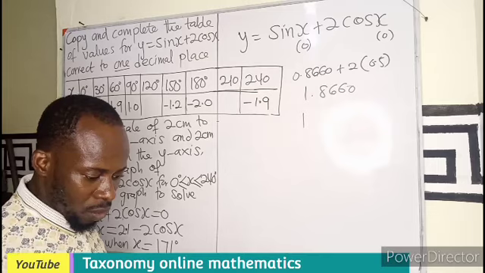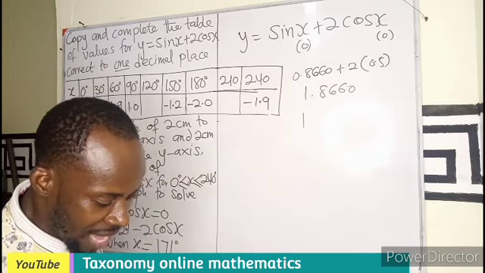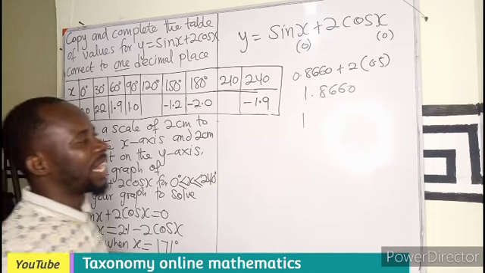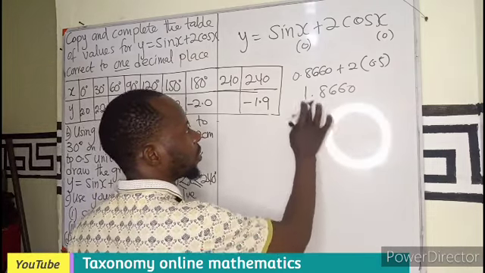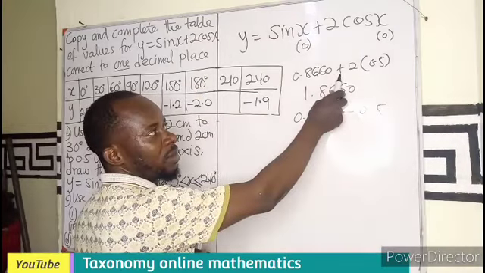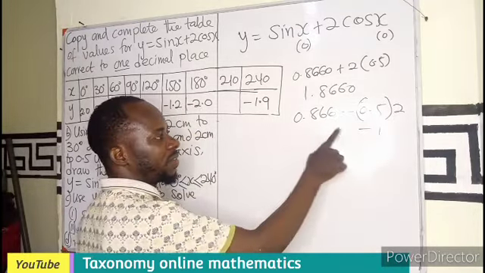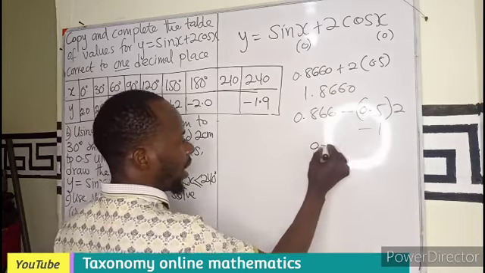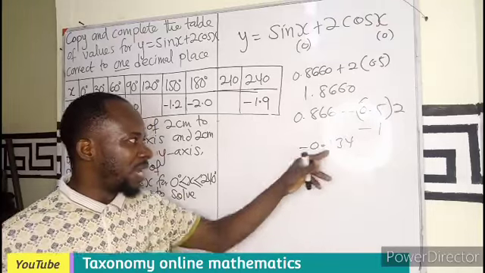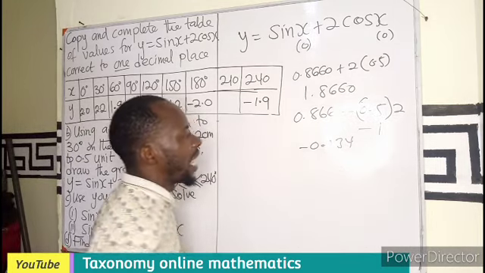Sine 120 will give us 0.8660. Then cos 120 will give us a negative value. So that is going to be negative half. Don't forget it is plus, but the negative half will multiply our 2. So I believe the negative half will now become negative 1. So this minus 1 will give us 0.1340, but 1 is bigger than this, so we get a negative value. So that is going to be negative 0.1 to 1 decimal place.